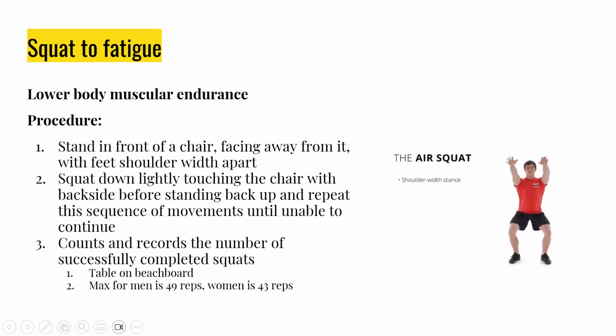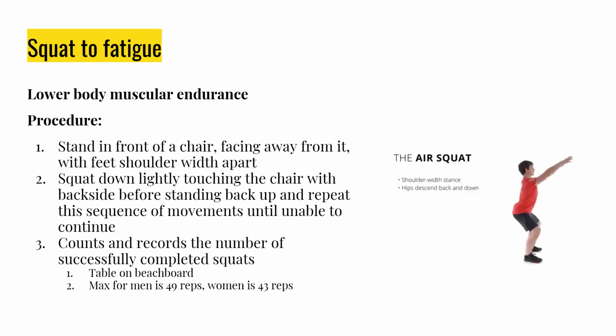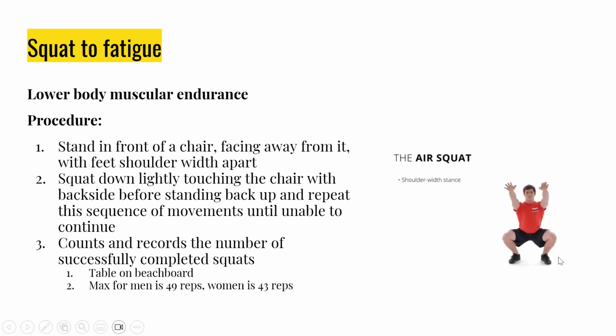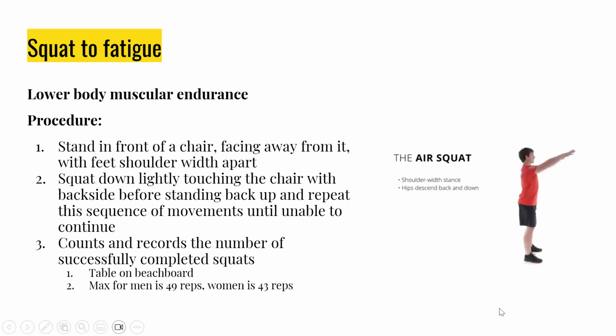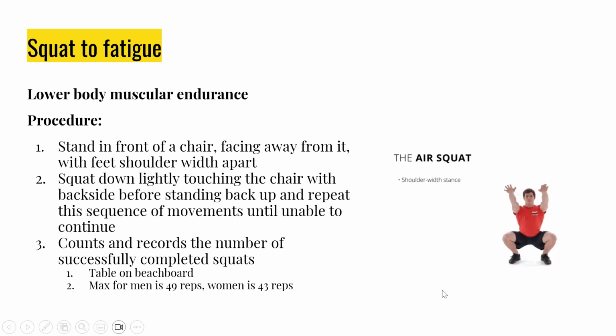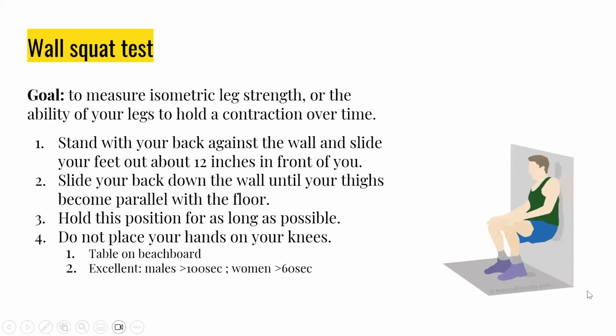For squats to fatigue, this is for lower body muscular endurance, right? And you're going to have a chair right behind you so you can get to that 90 degrees range of motion for the squat. You're going to count as many squats as you can do. You don't have to follow a metronome for this. You just complete as many squats as you can, for as long as it takes. If you complete 49 repetitions for men and 43 repetitions for women, you can stop there. That'll be the maximal rating.